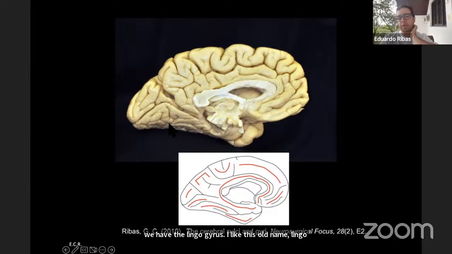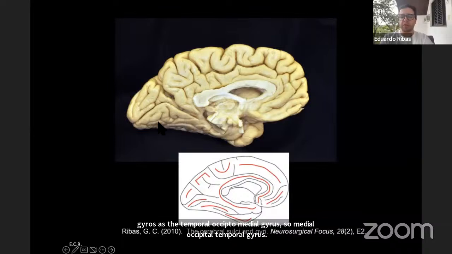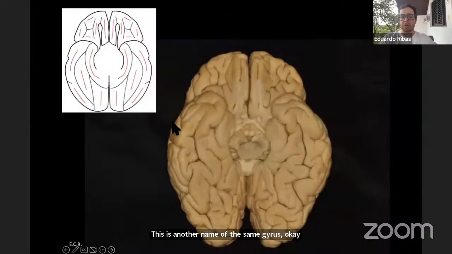But some more recent work will call this gyrus the medial occipitotemporal gyrus. So, medial occipital temporal gyrus. This is another name of the same gyrus, okay? But I like this old name, the lingual gyrus.